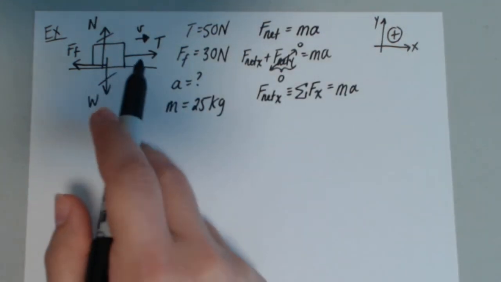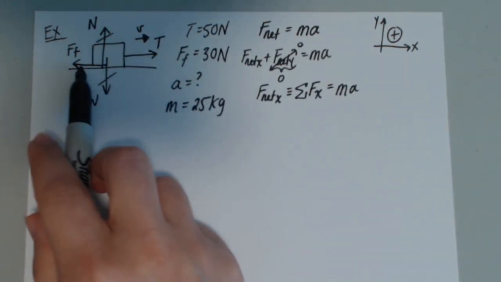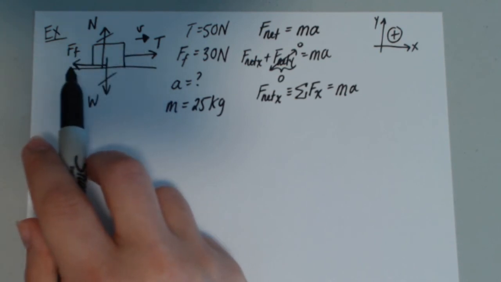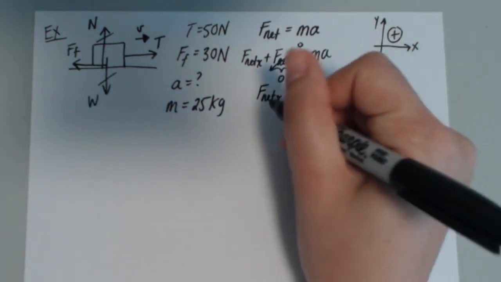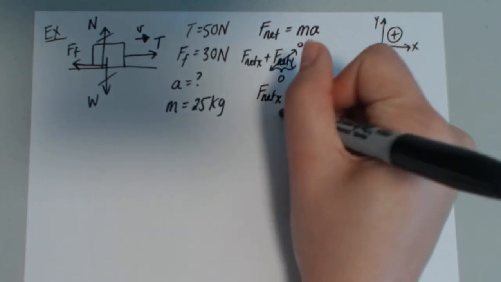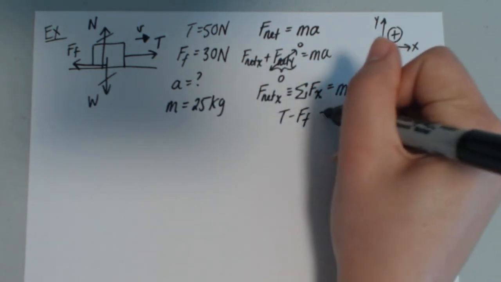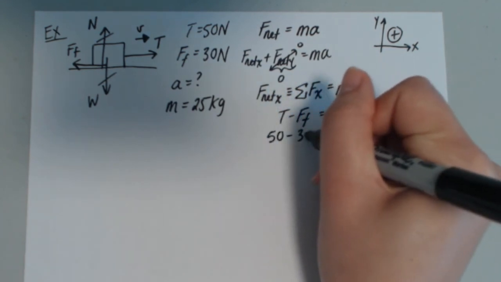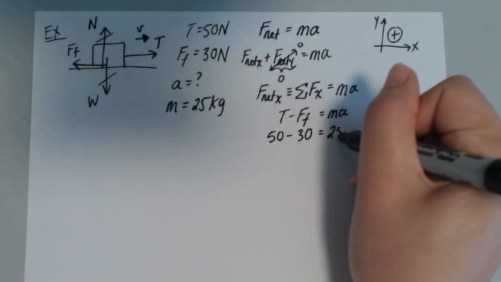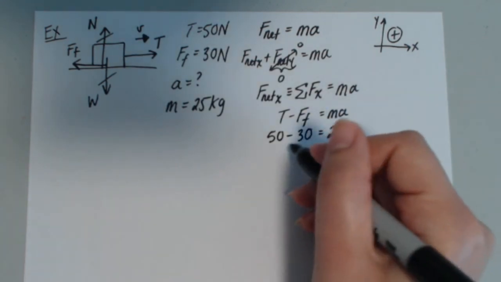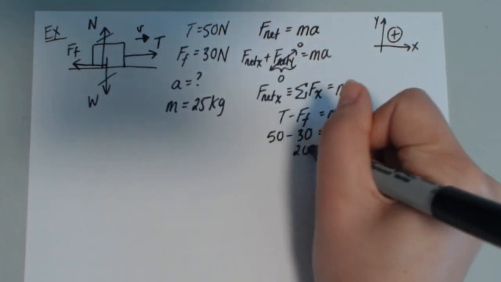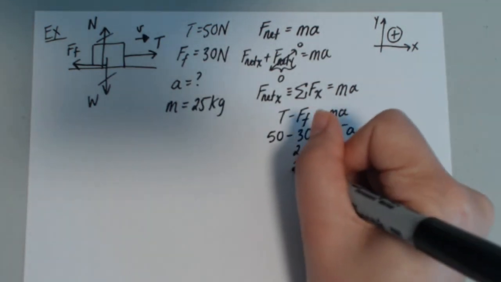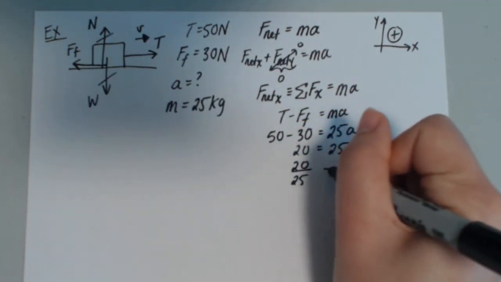So I have two forces in the x direction, tension and force of friction. Tension's in the positive x direction, force of friction's in the negative x direction. So I'm going to replace the left side of this equation with T minus FF. That's equal to ma. T is 50 newtons, FF is 30 newtons. That's equal to 25 kilograms times acceleration. 50 minus 30 is 20. 20 equals 25a. Okay, so acceleration is 20 divided by 25.